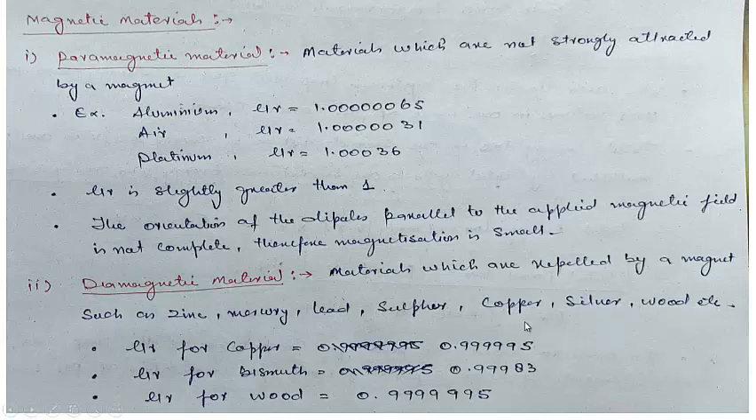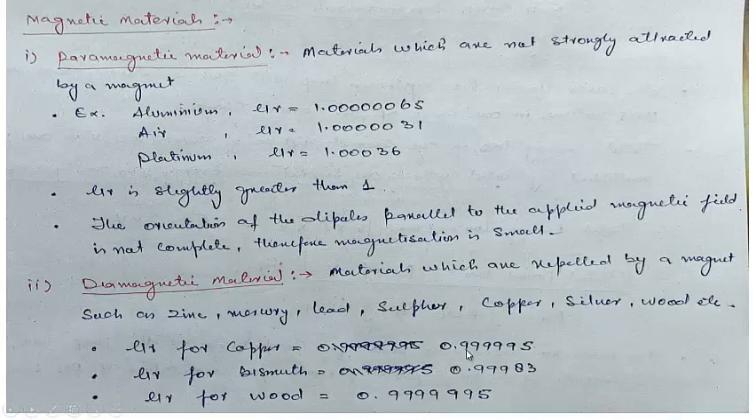I have particularly named those materials which are usually very useful in electrical engineering, especially aluminum. We have air, we have copper, we have silver. Silver is considered to be the best conductor, but it is not particularly used because of its cost. So usually we will be using copper, aluminum, and air.